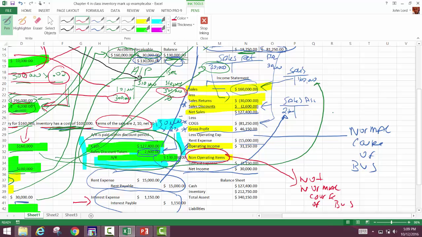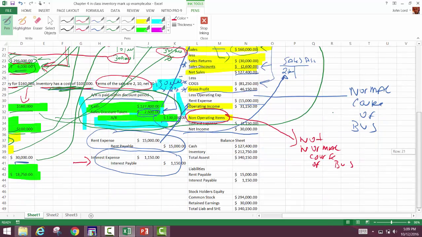Speaking of the balance sheet, there it is, just pulling all our accounts down.